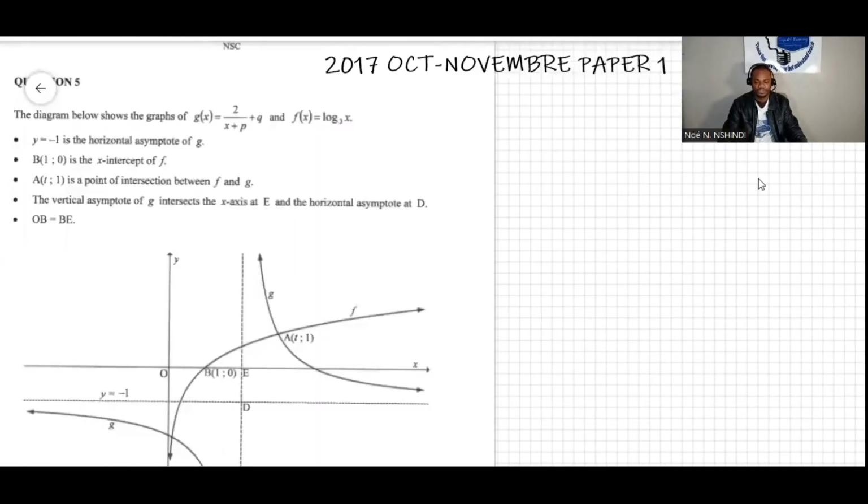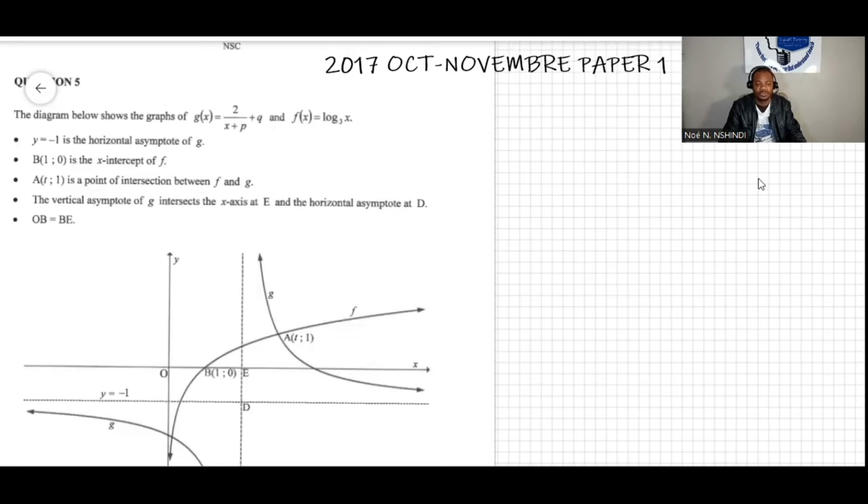Well, we have another question here, question 5. The question says, the diagram below shows the graph of g of x given by 2 over x plus p, plus q, and f of x equal to log of x base 3. Now, y equal to -1 is the horizontal asymptote of g. B is (1, 0), the x-intercept of f. A is the point of intersection between f and g.